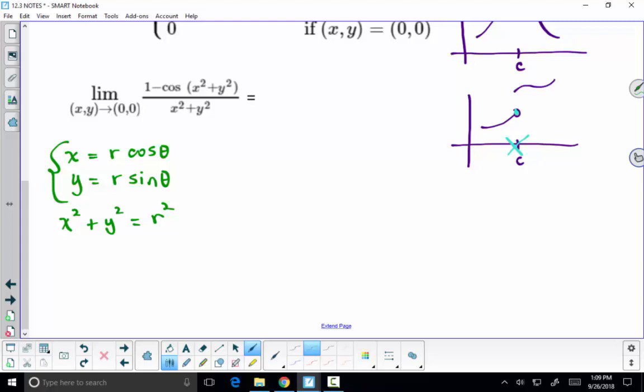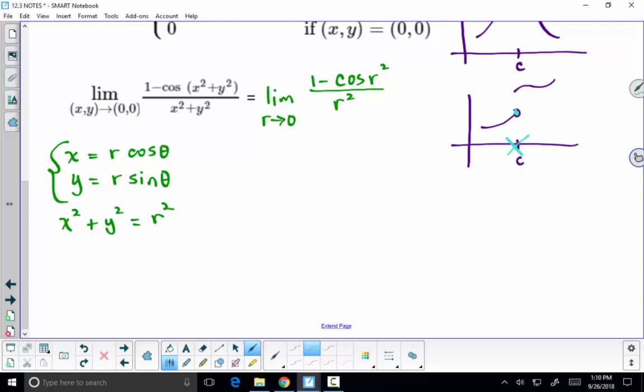Let's think about this for a second. My claim is that we can rewrite this as follows. That's equivalent. We can take this two-variable limit and convert it into a one-variable limit. Does that make sense? This only works when we're going to the origin. It does not work in general. You can't just convert to polar regardless of where you're taking the limit. You have to be taking the limit at the origin.